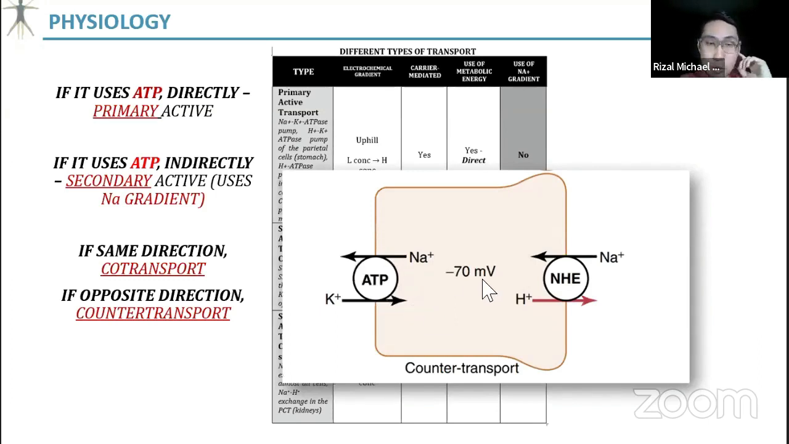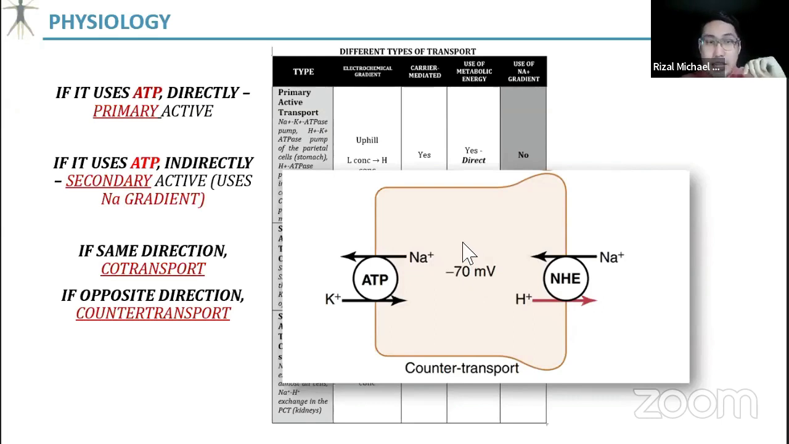So what happens to the sodium intracellularly? Dahil nilabas mo yung sodium sa loob ng cell, onti. So masisense ngayon ng cell mo na wait, ang onti na ng sodium ko sa loob. So kailangan ko magpasok ulit to maintain the equilibrium, no?